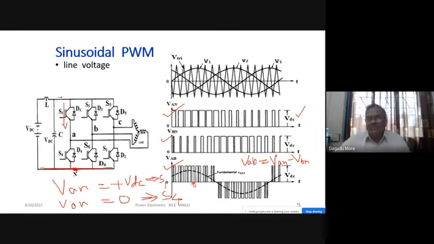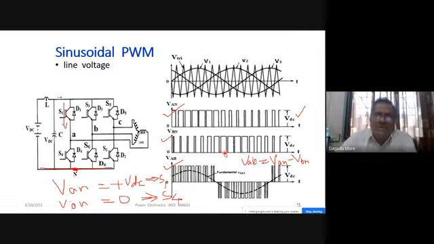The width of the pulses varies sinusoidally, and that is why at 90 degrees our width of pulse is maximum. Since the width of pulse varies sinusoidally, it is called sinusoidal PWM. Okay, so today we stop here. Today we discussed the 180 degrees mode of conduction, then 120 degrees, and sinusoidal PWM.